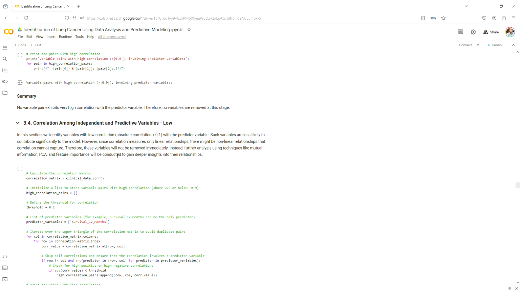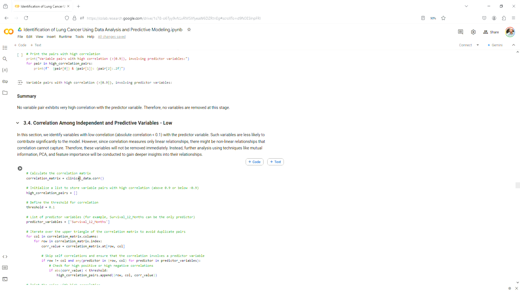Another thing about correlation is that if some variable is not much related with the target or predicted variable, this is an indication that they do not have any strong relationship and they won't contribute much to the prediction.